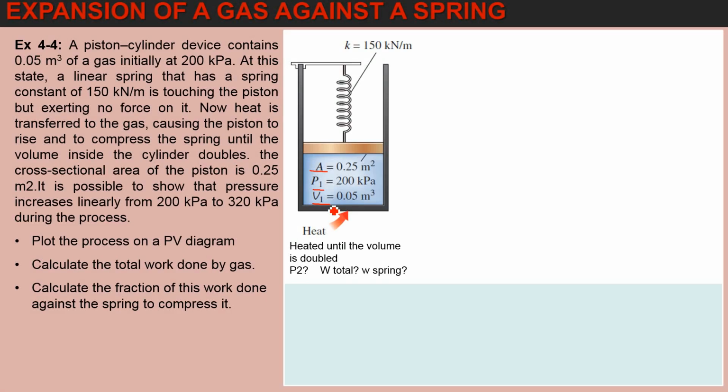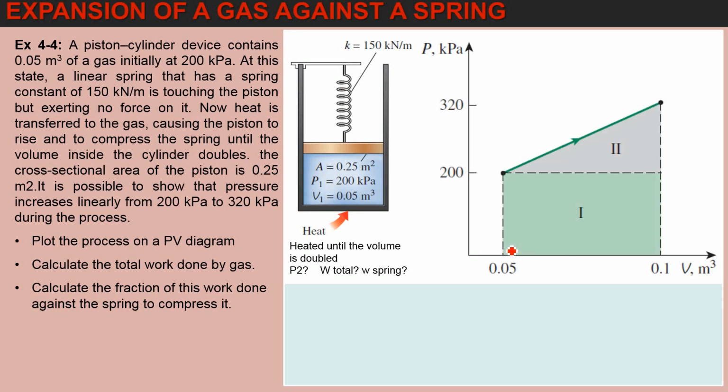So the final volume is going to be 0.1 cubic meters and the final pressure is 320 kilopascals. We are asked to plot the process on a PV diagram. So here is my PV diagram, and please note that the horizontal axis is total volume, not the specific volume.